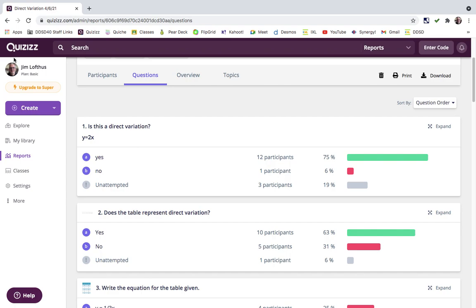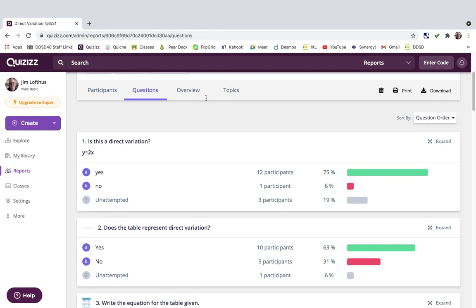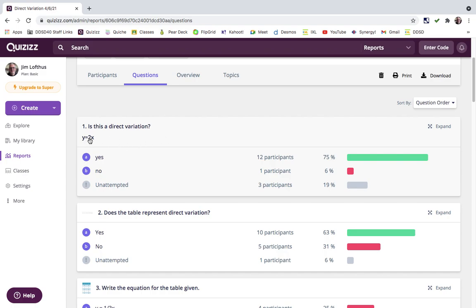Here are the questions. Is this direct variation, y equals 2x? The answer is yes. And this is just one of my classes, where 75% of the people recognized that.